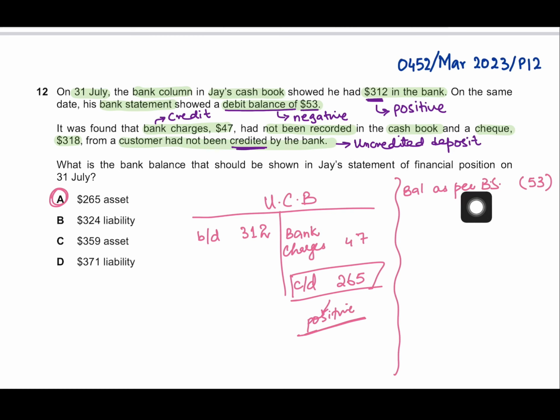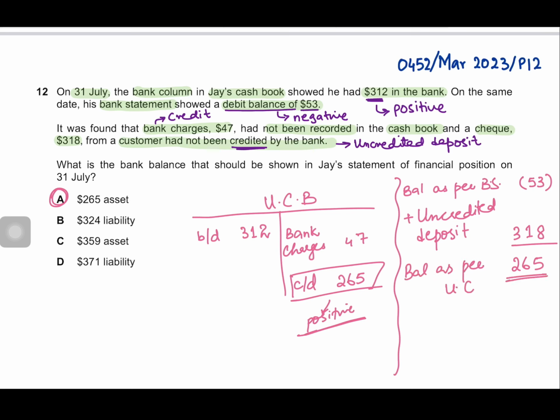And we know that if we start with the balance as per bank statement, we add uncredited deposits. Where do they exist? They exist on the debit side of my cash book, but they are absent on the credit column of my bank statement. So 318 would be added. 318 minus 53 would be again the same answer, 265, which is the balance as per updated cash book. So in both ways we arrive at the same answer, that is option A.